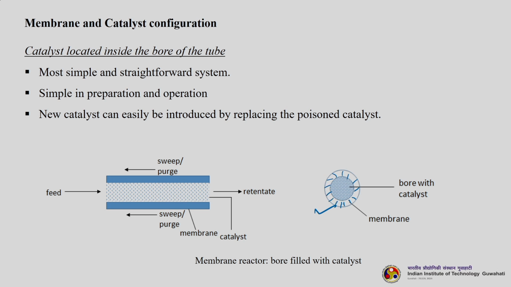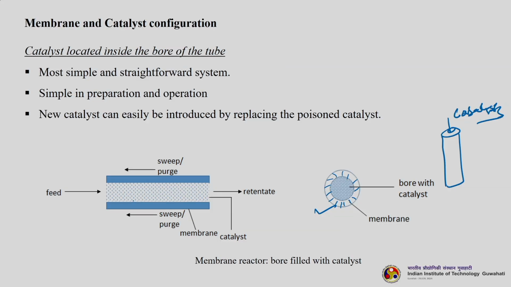And inside that hollow fiber, let us say this is a single hollow fiber, this total area is filled with your catalyst in a packed bed type of system, something like that you can just assume. It is a very simple and straightforward system, very simple to prepare and operate. New catalyst can be easily introduced by replacing the poisoned catalyst. You can just remove the poisoned catalyst because it is just packed inside, with no permanent attachment.